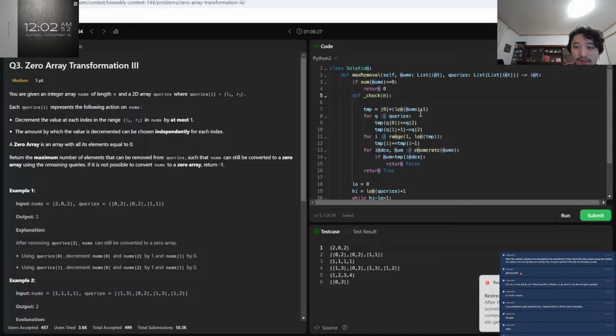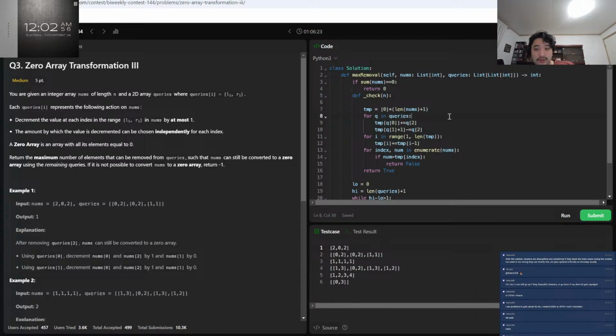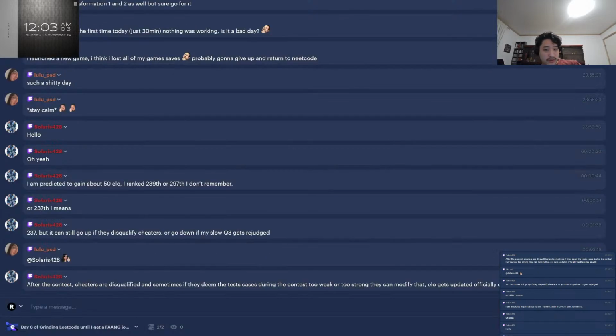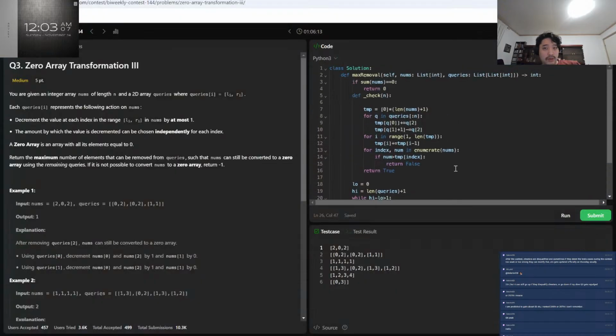for n. Solaris 428. After the contest, cheaters are disqualified, and sometimes if they deem the test cases during the contest too weak or too strong, they can modify that. ELO gets updated officially on Thursday usually. Okay, cool.